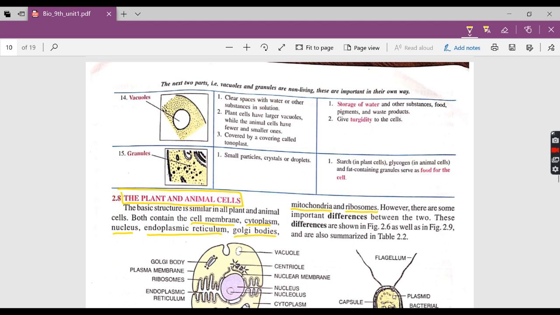Vacuoles are clear spaces with water or other substances within the cell. Plant cells contain large vacuoles, and the animal cells have fewer and smaller ones, and they may be temporary. It is important to remember that they are covered by a covering called tonoplast. Its functions include the storage of water and giving turgidity or rigidity to the cells. Next we talk about the granules, which are small particles, crystals or droplets. They are considered to serve as food for the cells.